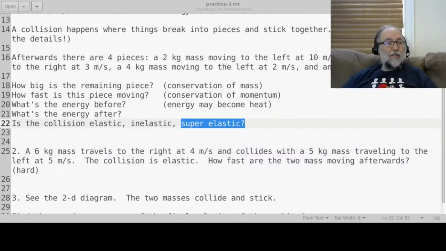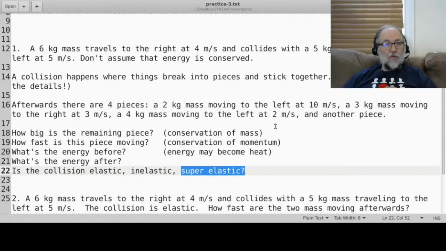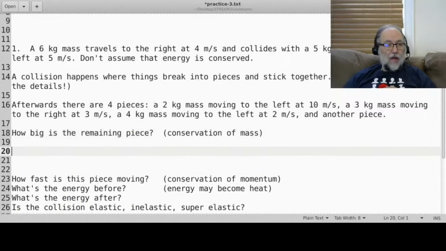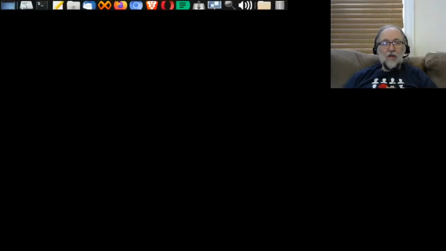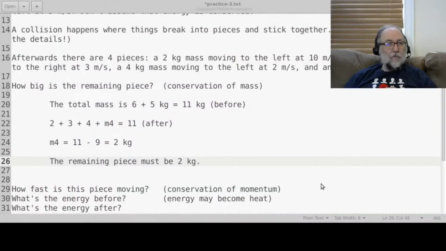Okay, so let's answer these questions. The first question is, how big is the remaining mass? And again, I'm going to cut and paste, not to go too quickly, but so I don't make errors as I'm typing. It's annoying watching me type, make typos, and backspace over them. So anyhow, how big is the remaining piece?